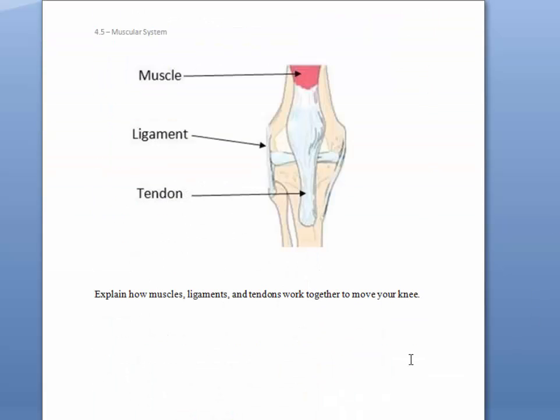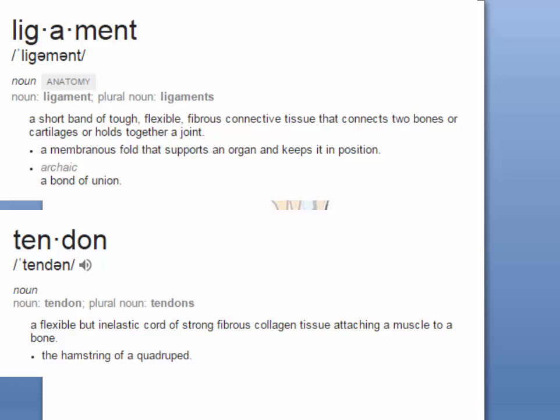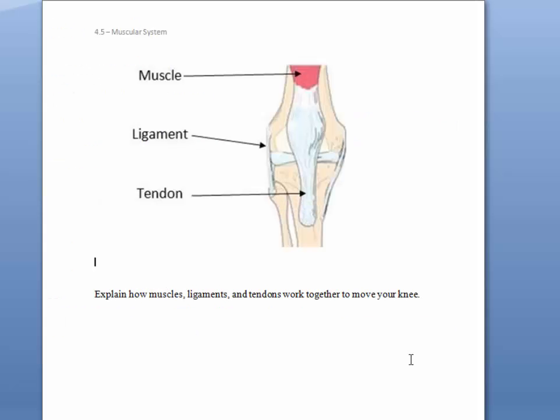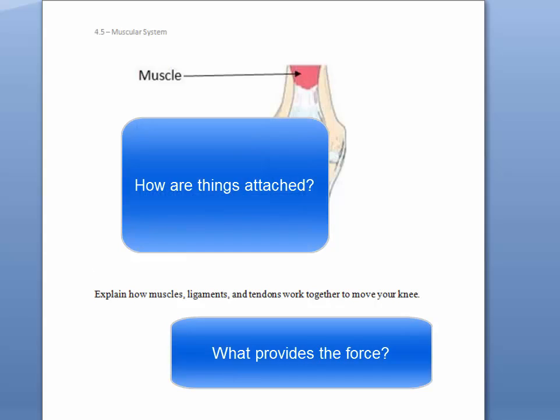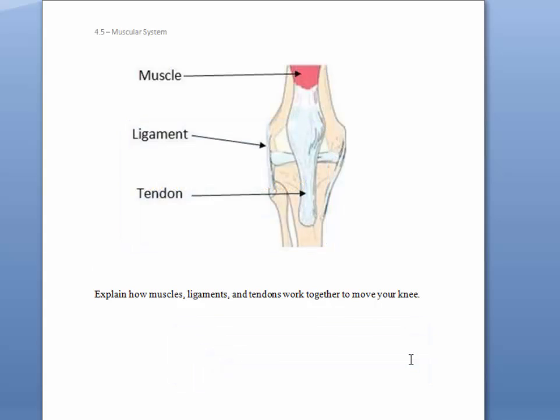This is question 2. Explain how muscles, ligaments, and tendons work together to move your knee. So what does the muscle do? What is it attached to? What do ligaments do? What are they attached to? And what do tendons do? And what are they attached to? And how do they work together? So which one does each thing that happens when you bend your knee? The answer to this question is on page 145.